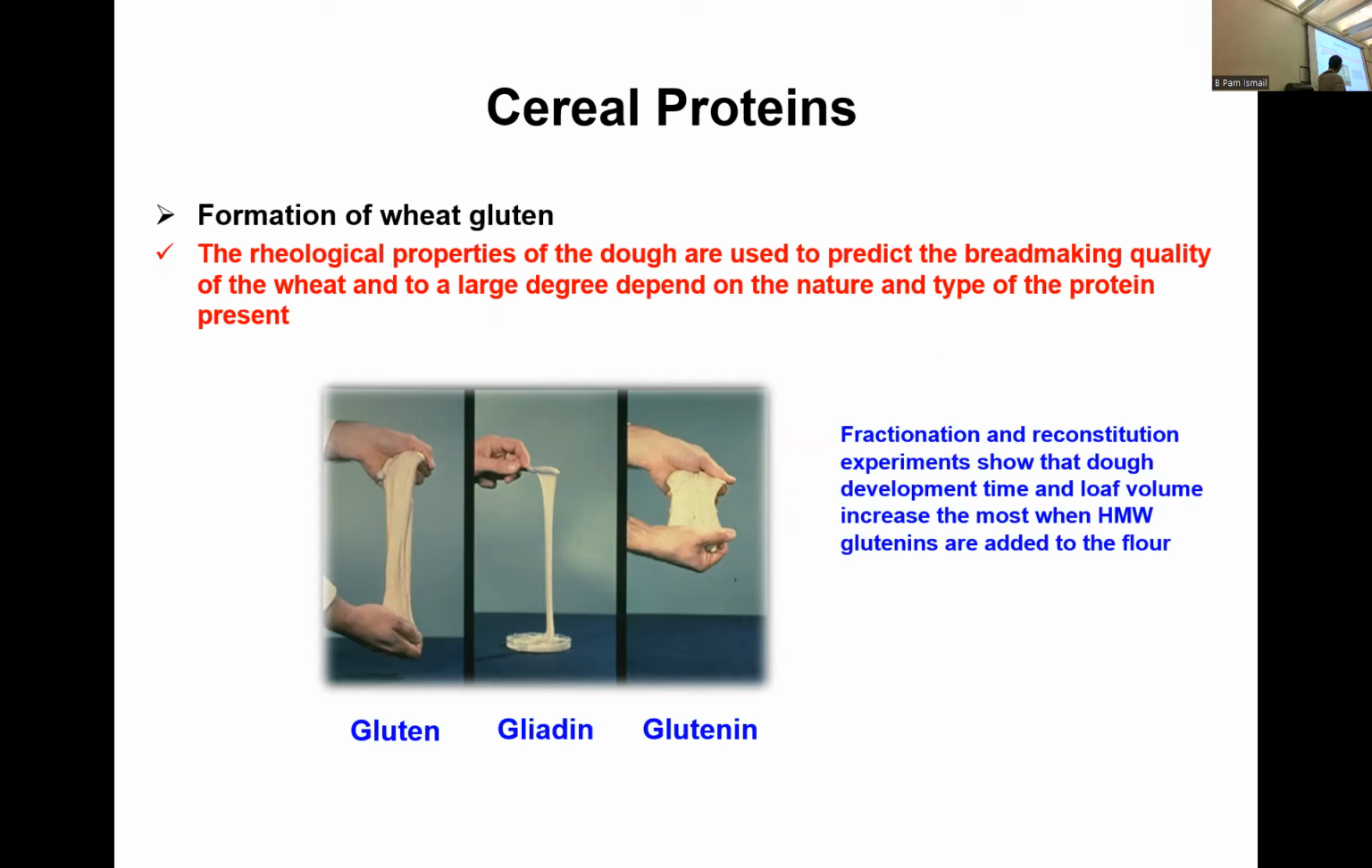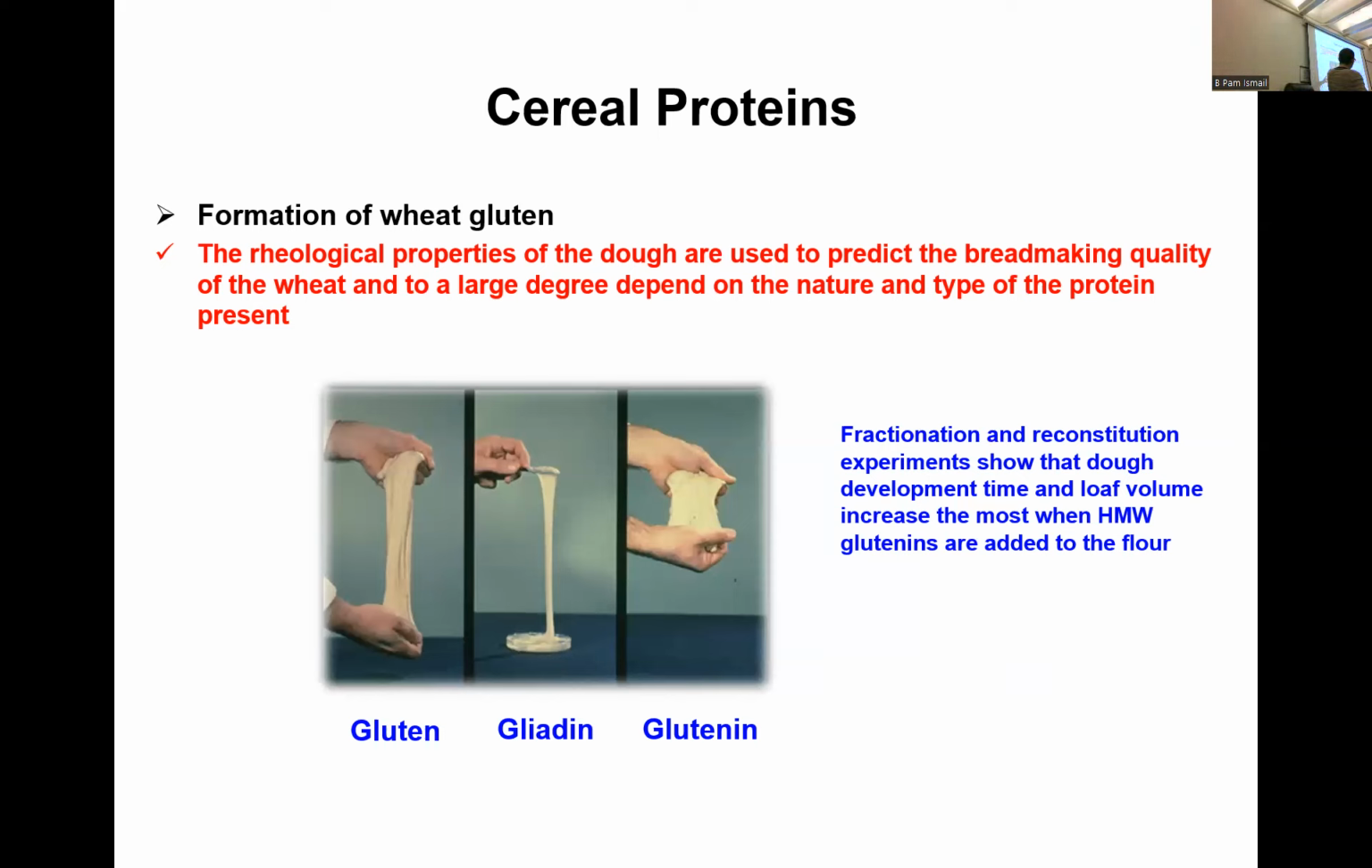Anyway, if you have only gliadin and you try to make a dough, it looks very, very viscous and extensible and doesn't have much elasticity. If you try to make a dough with glutenin, you don't have extensibility. It's very, very elastic, very strong. You pull it very hard and it does not extend. When you have a combination, obviously, you have a very nice, extensible, viscoelastic dough. So it is elastic, it's extensible.